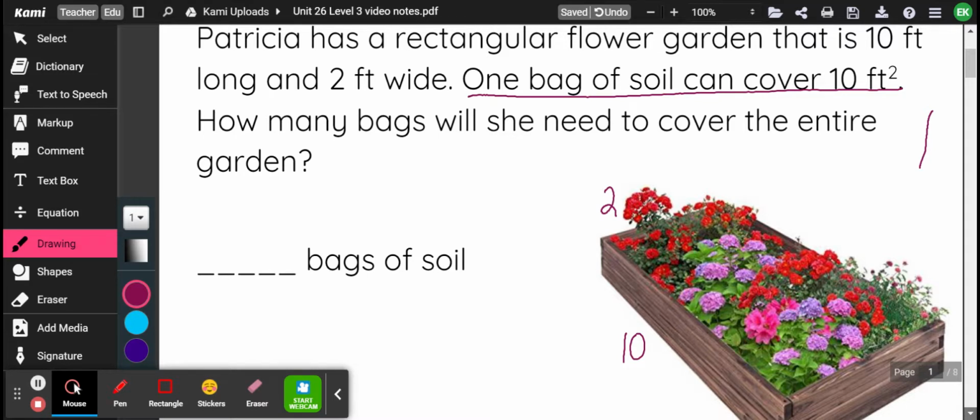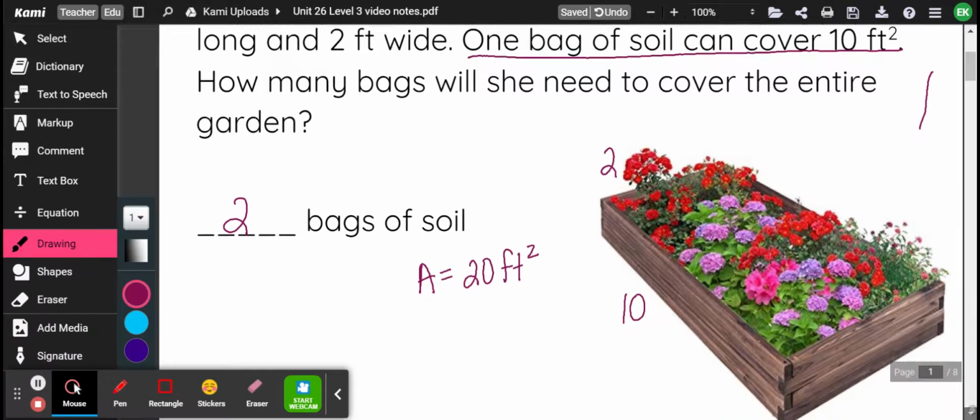What we need to figure out is the area of the garden and then how many bags of soil she needs to cover it. So let's start with the area. We have 2 feet by 10 feet, which means that our area is 20 square feet. Now, if one bag of soil can cover 10 feet, I'm going to need 2 bags in order to cover 20 feet. Well, it's not terribly difficult. You just got to pay attention to the information that you're given. Let's move on to number 2.